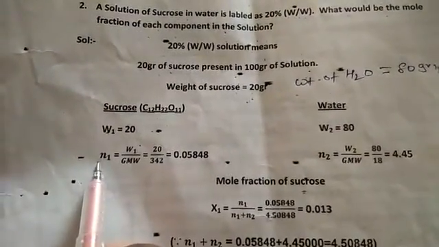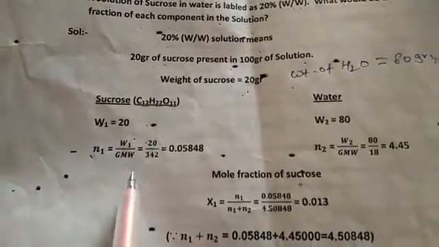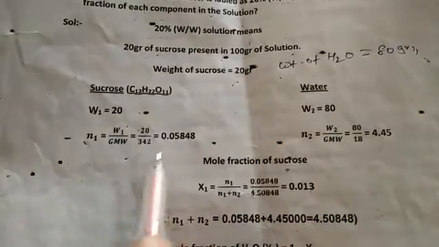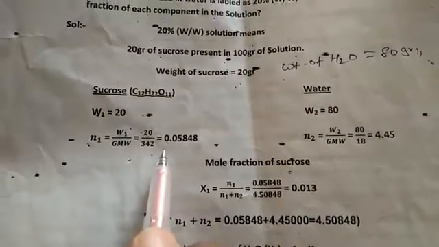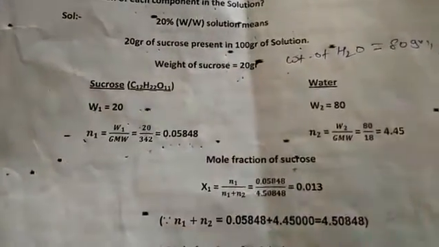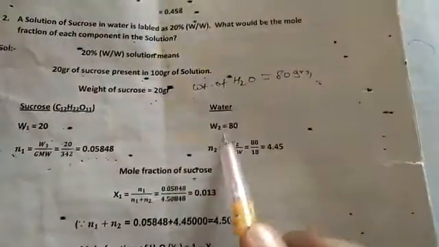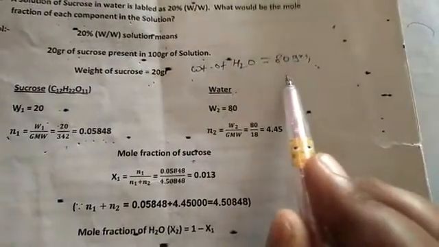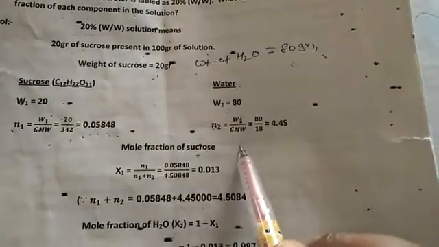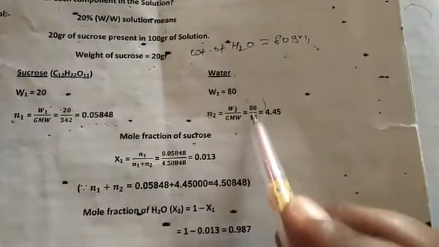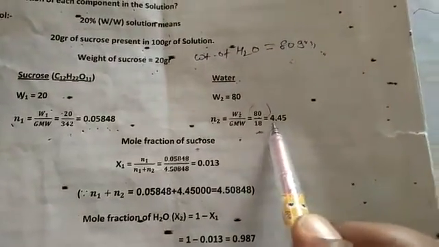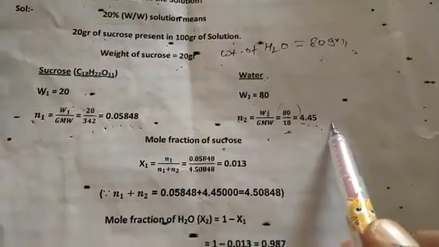The number of moles of sucrose equals weight by gram molecular weight of sucrose. Weight of sucrose 20 divided by gram molecular weight of sucrose 342 equals 0.05848. Similarly, weight of water equals 80 grams. Number of moles of water equals weight by gram molecular weight, so 80 divided by 18 equals 4.45.